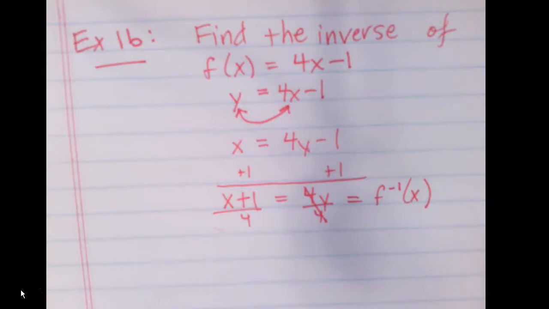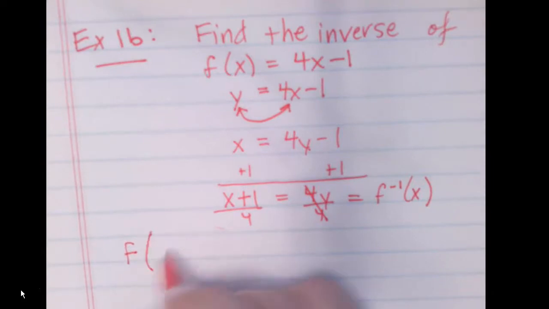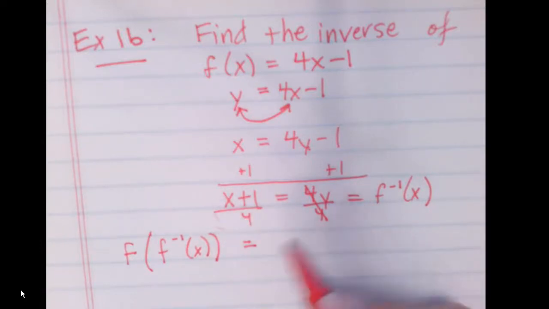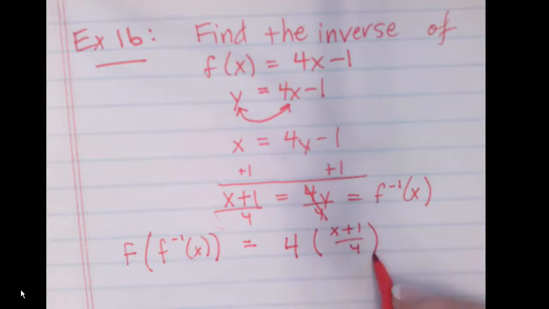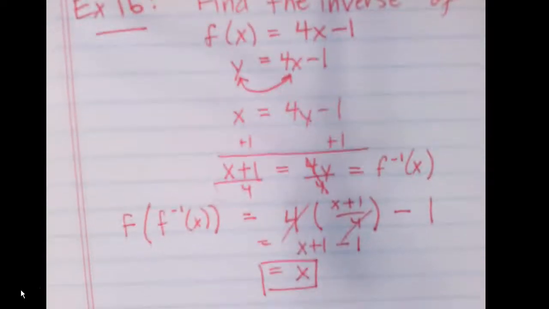Now, to prove that they are inverses of each other, or to check ourselves, I guess, we're going to do f of negative 1 of x. That means we're going to plug in what we found for the inverse into the original formula. So the original formula is 4x minus 1. So we're going to do 4 times x plus 1 over 4 minus 1. So these cancel, x plus 1 minus 1. And we just get x, which is the identity. So we did it.